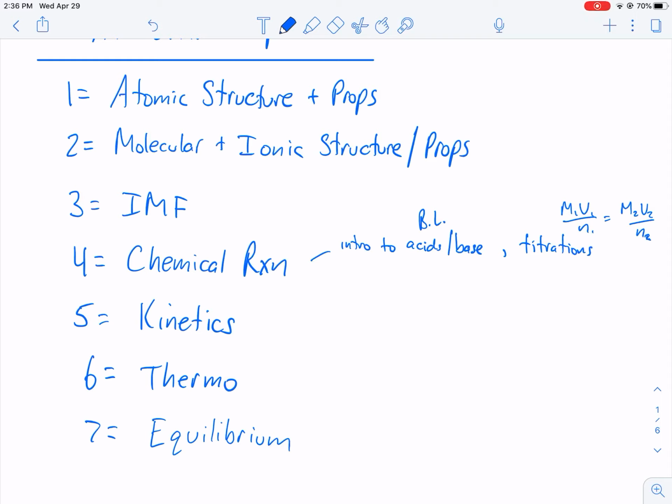When it comes to identifying acids and bases with the Bronsted-Lowry, remember that acids donate H's and bases accept them. So that one shouldn't be bad. They also introduce redox reactions here. So you should be able to look at something and decide if it's being oxidized or reduced.